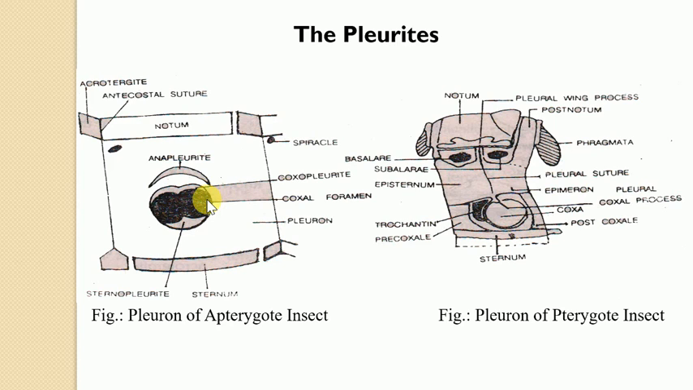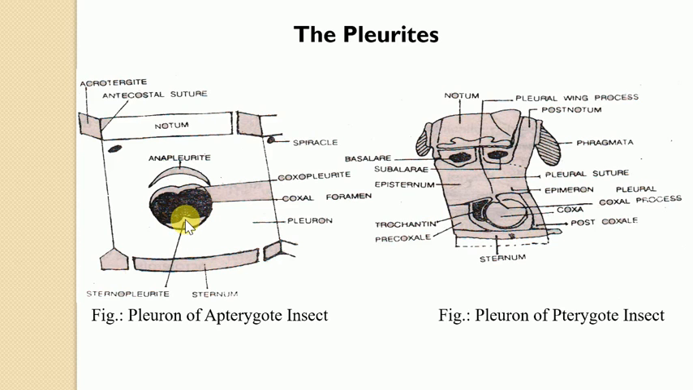So in this way, the pleuron of each thoracic segment consists of three sclerites: the ventral sternopleurite, the dorsal anapleurite, and the middle one, known as the coxopleurite. The sternopleurite articulates with the coxa. So here in this diagram you can see the ventral plate known as the sternopleurite, and this one is the coxal area.